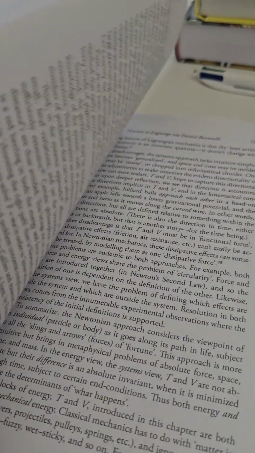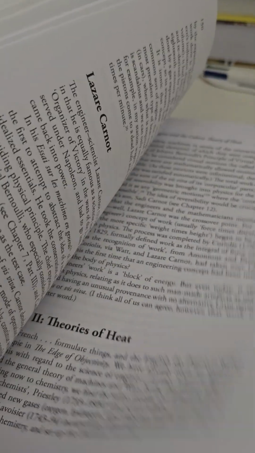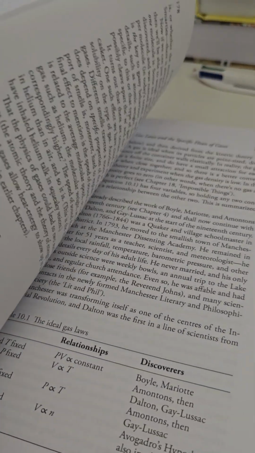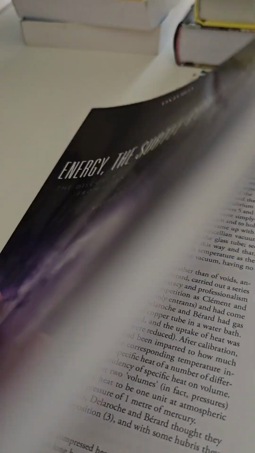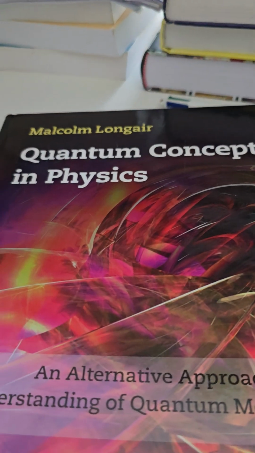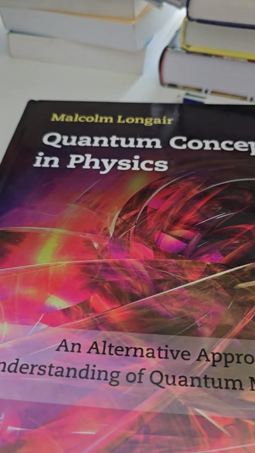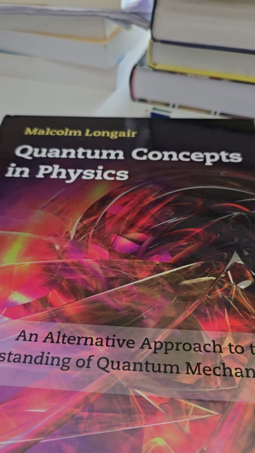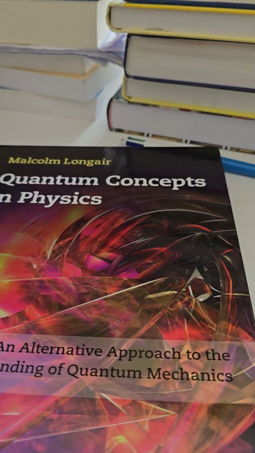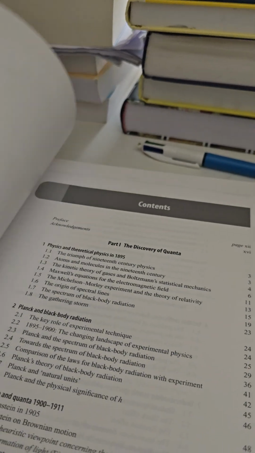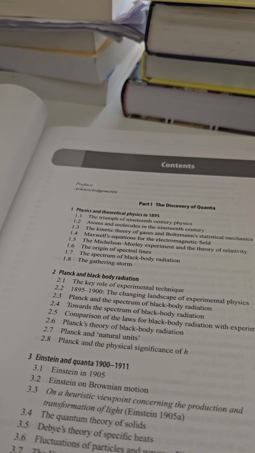I think I've learned a lot from this book and basically how things were done back in the past. So yeah, I do highly recommend this. Next we get here Quantum Concepts in Physics by Malcolm Longair, an alternative approach to the understanding of quantum mechanics. Again, quantum mechanics done from a sort of historical perspective.